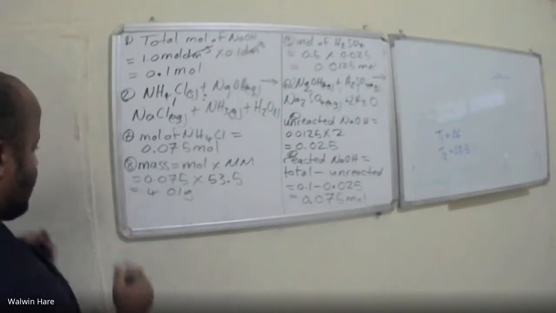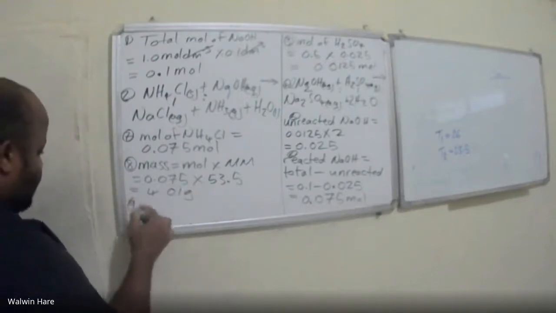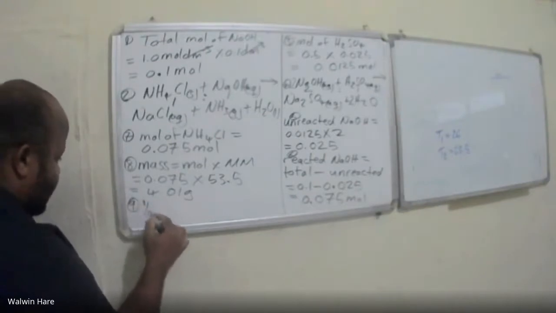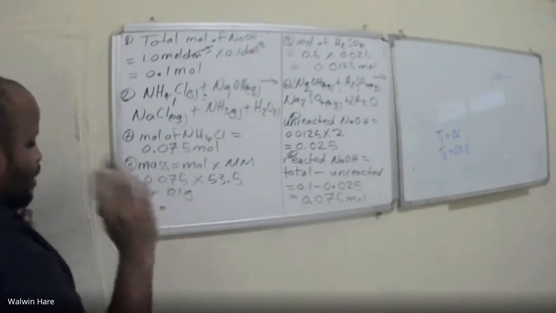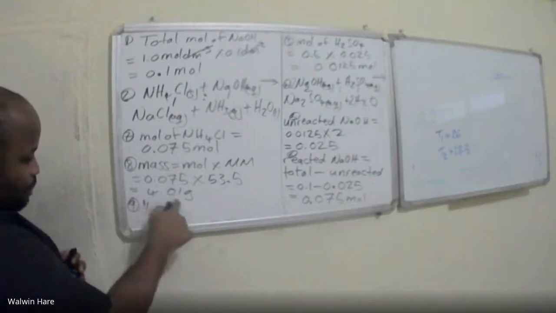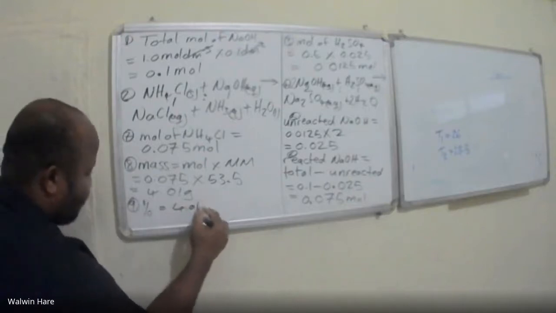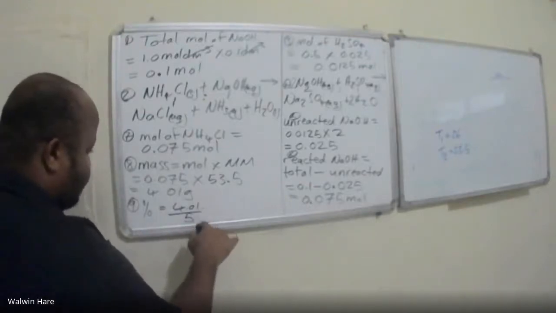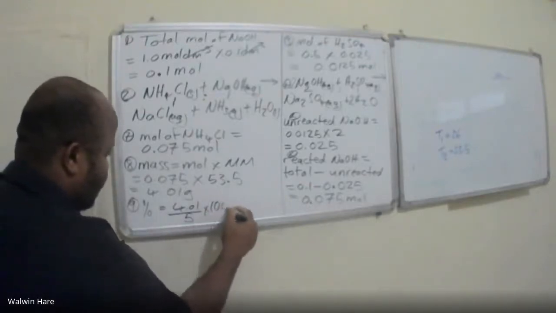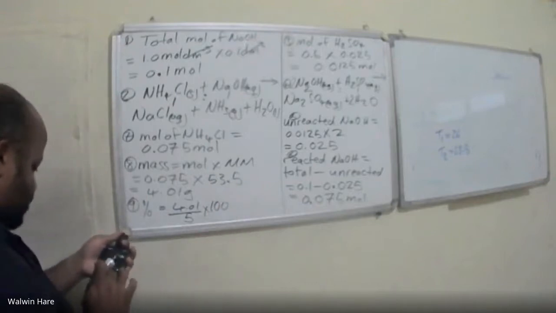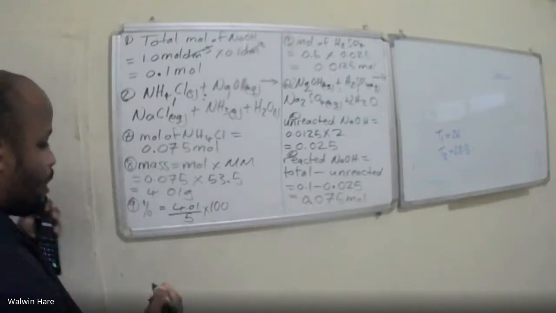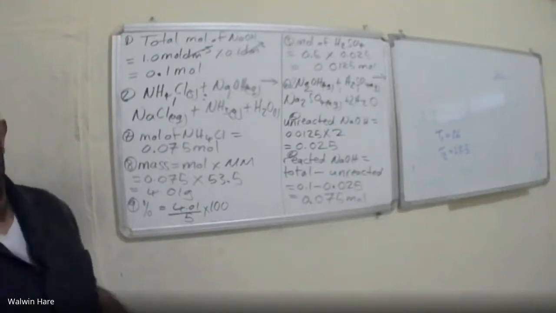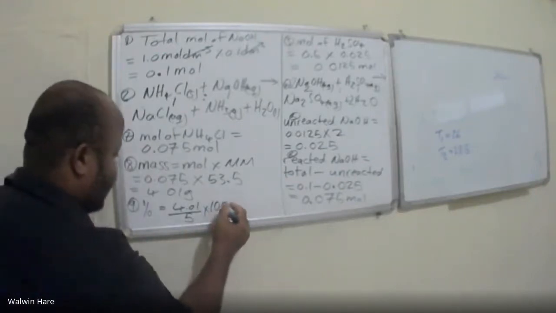All right. And so the final step, step 9, the percentage is equal to mass of the compound, which is the 4.0, over the mass of the sample, which is 5 grams, times 100. So 4 over 5, 80% is correct. So Dominic, you were right. It's 80%.